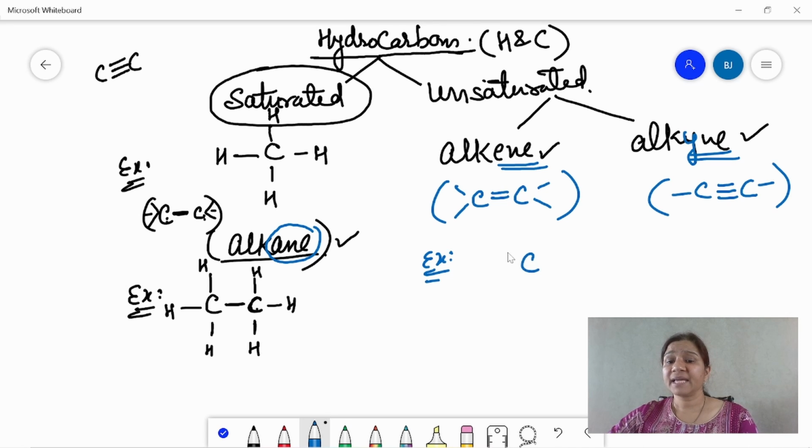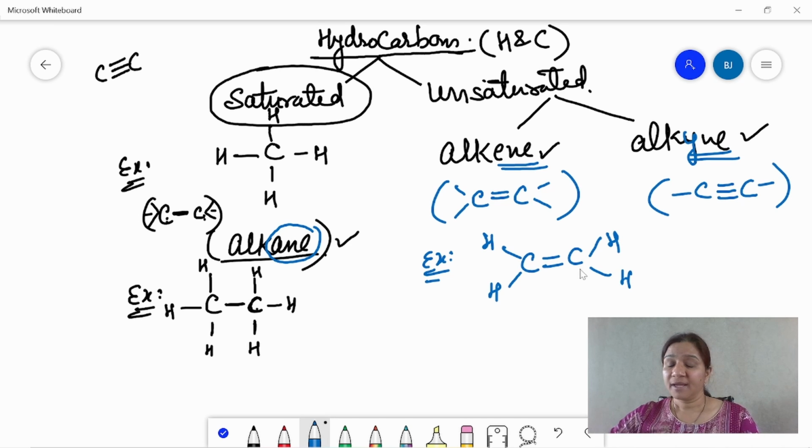I am writing ethene. There is a compound called ethene. If you see in this compound, this is the structure of the compound, right? If I do not form the double bond, the carbon's 4 valencies will not be satisfied. To satisfy the 4 valency, I need to make a double bond between the 2 carbon atoms.